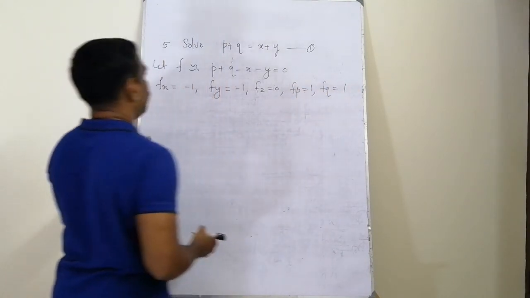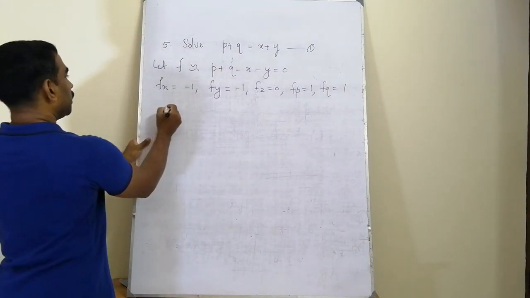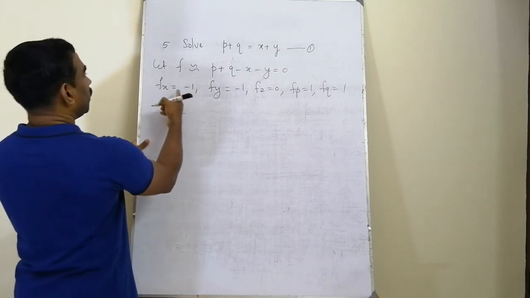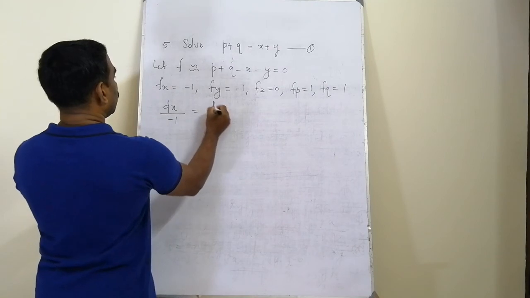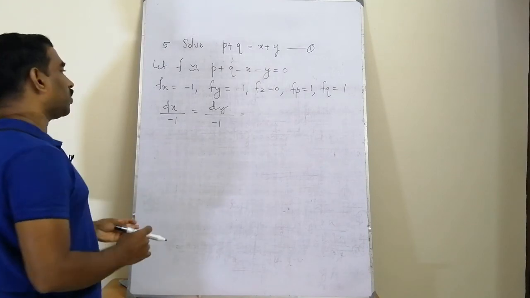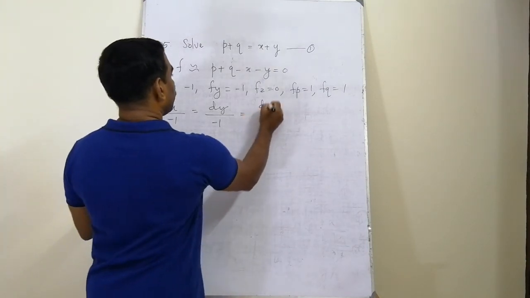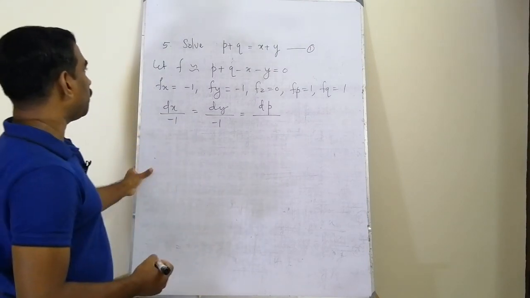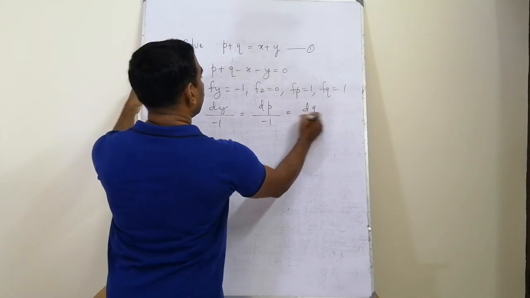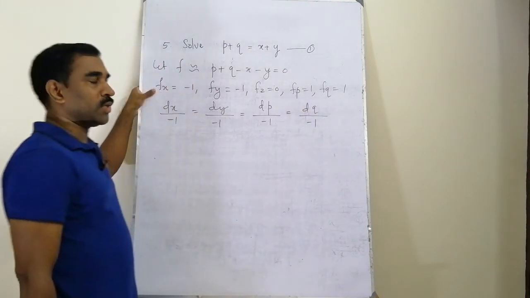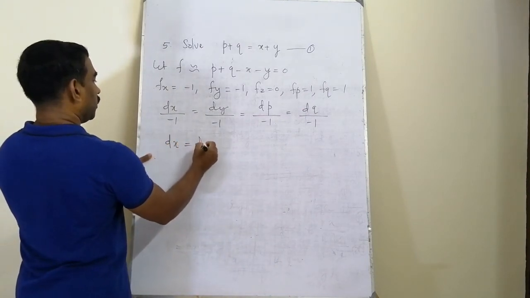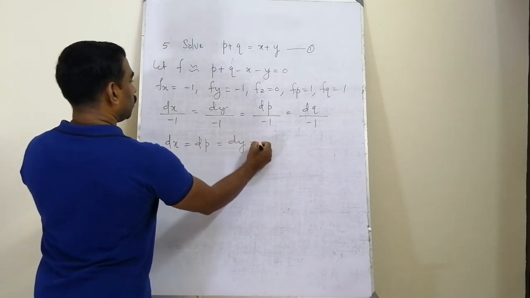Now from the Charpit's subsidiary equations, we will write the ratios, that is dx by minus fp, dx by minus fp, minus 1, is equal to dy by minus fq, that is minus 1. And next writing the fourth and fifth ratios, that is dp divided by fx plus pfz. fx is minus 1, fz is 0, so this is minus 1. And dq divided by fy plus qfz, that is also minus 1. So we have dx equal to dp, that is equal to dy is equal to dq.